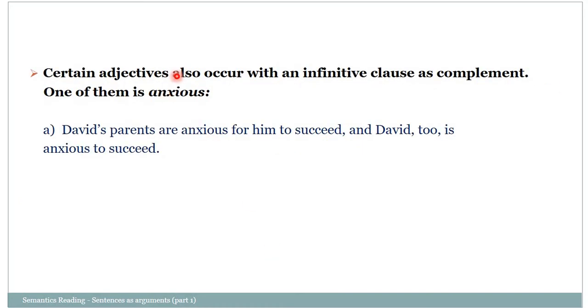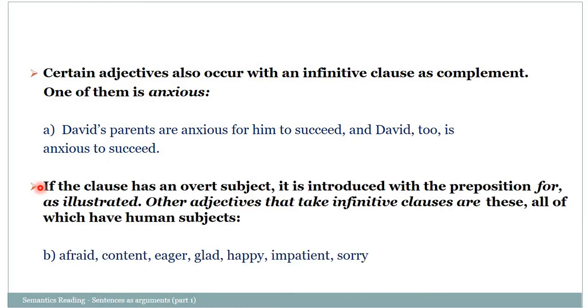Certain adjectives also occur with an infinitive clause as complement. So some adjectives, rather than some verbs, might also get an infinitive clause as complement. One of them is anxious. Let's see the example: "David's parents are anxious for him to succeed, and David too is anxious to succeed." So this adjective anxious is followed by a to infinitive. If the clause has an overt, clearly written subject, it is introduced with the preposition for, as illustrated.